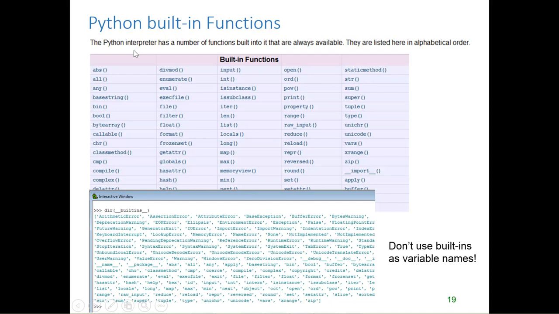So on the previous slide, you may have noticed that we used type with parentheses and ID with parentheses. Those are two examples of Python built-in functions.